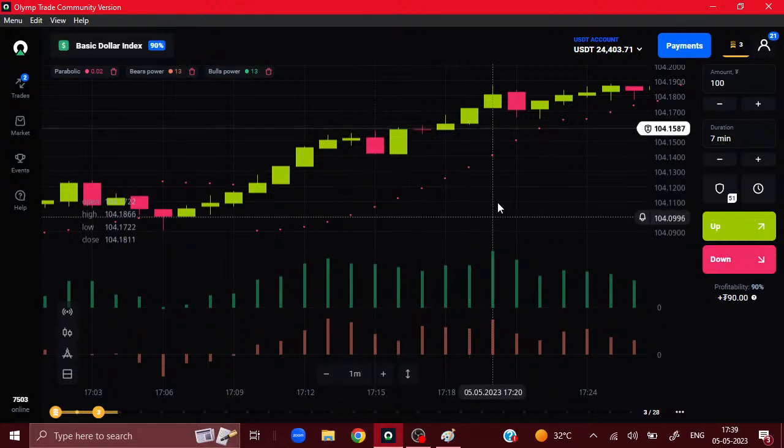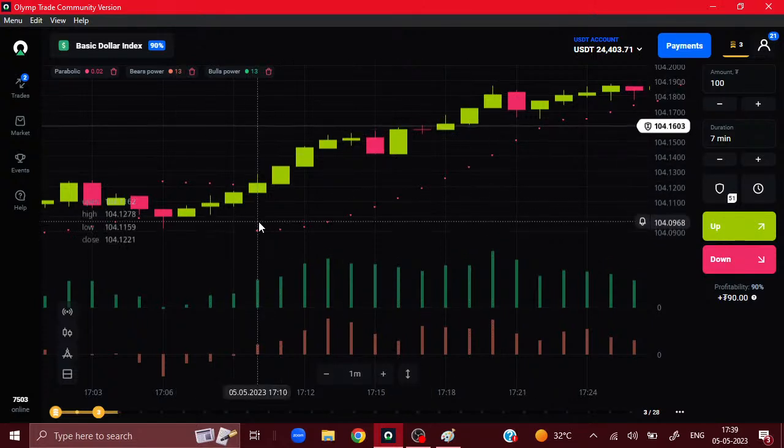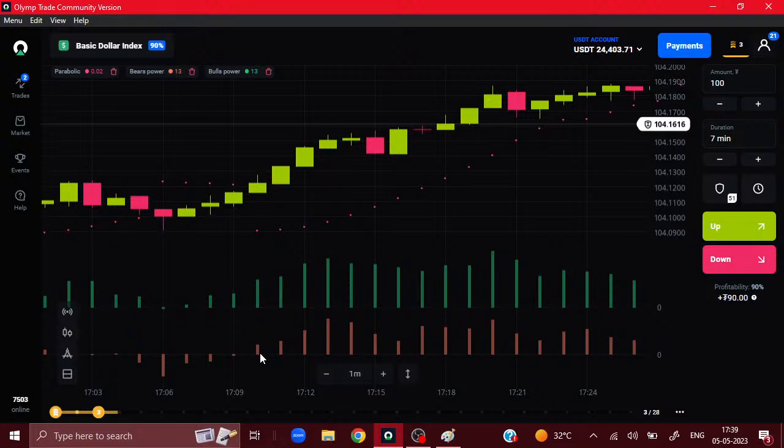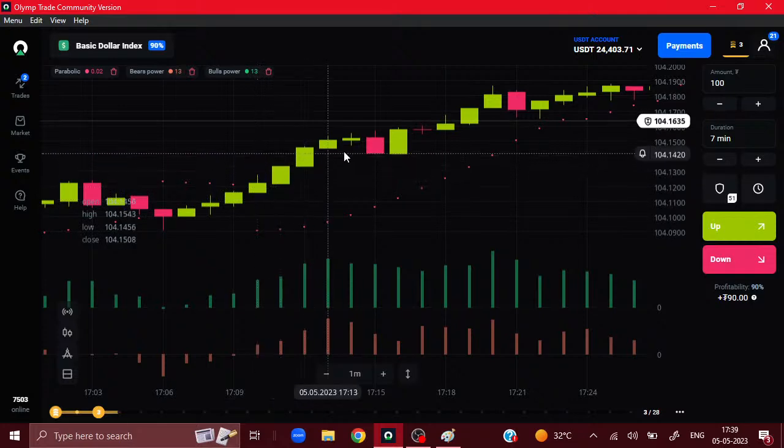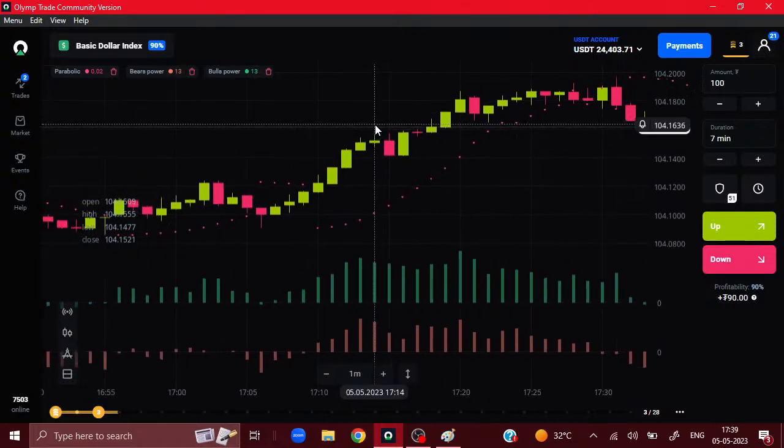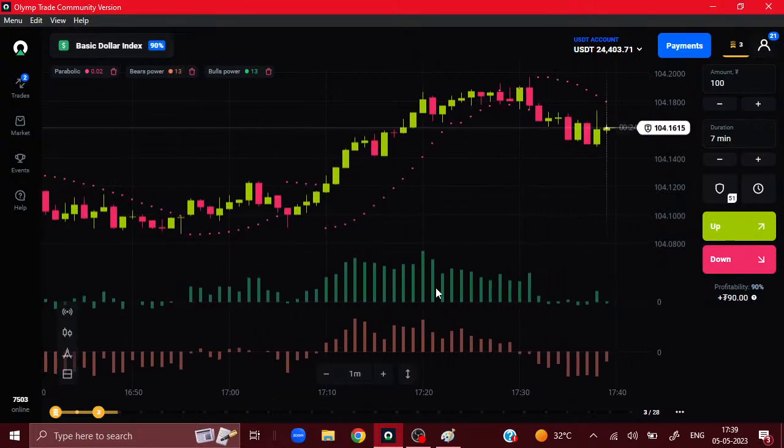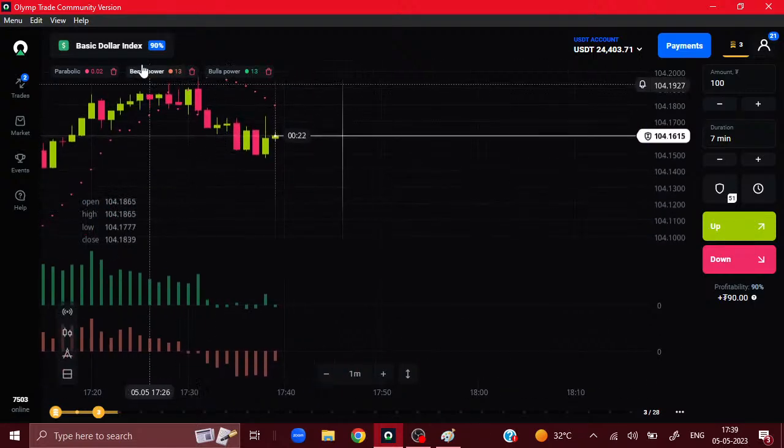Just follow my cursor here. At this point, the parabolic dot shifted below the candle. The bull's power oscillator was indicating above the zero line. Bear's power was also above the zero line. So this was a perfect entry. At this point, we could have entered into an upside trade for 2 to 5 minutes. Let us one by one look for an entry in all the assets.